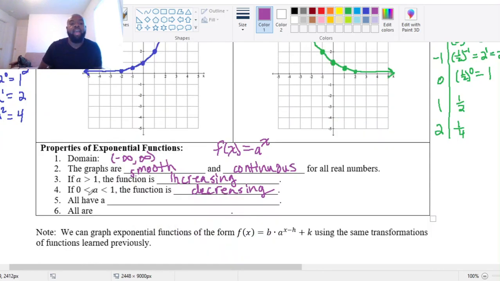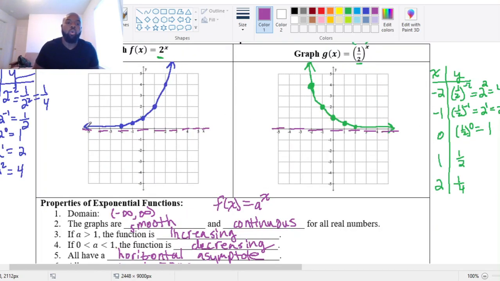They all have a horizontal asymptote, the line y equals 0. So in this graph, my x-axis is my horizontal asymptote. And the same thing happens here because as we go to positive infinity, our graph gets closer and closer to the x-axis. And in this graph, when we go to negative infinity, our function gets closer and closer to our x-axis, right? So they all are going to have a horizontal asymptote. Okay, so we already know about asymptotes. And they all are one-to-one functions. All right. They're all one-to-one. They will pass the horizontal line test.